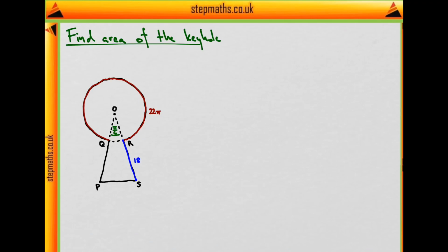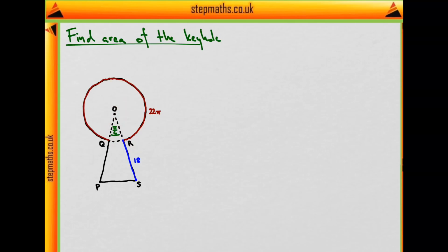We are given some values. The longer arc from R to Q is 22 pi millimeters. All these are in millimeters, so I'm just going to write the numbers. The distance from R to S is 18 millimeters. The angle at Q or R is pi by 6.